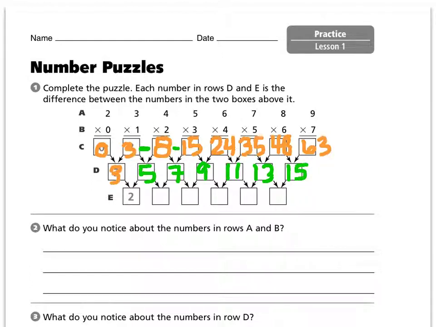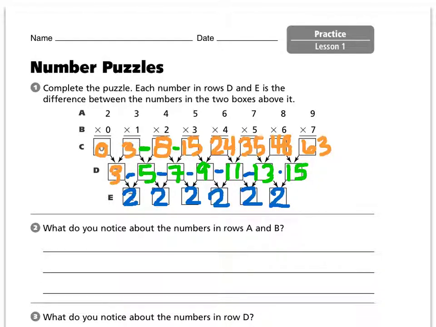Now you're going to use row D and find the difference between the numbers for row E. 5 minus 3 is going to be 2. 7 minus 5 is going to be 2. 9 minus 7 is 2. 11 minus 9 is 2. 13 minus 11 is 2. And 15 minus 13 is 2.